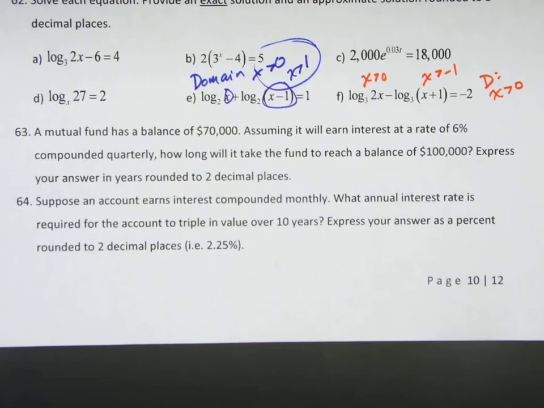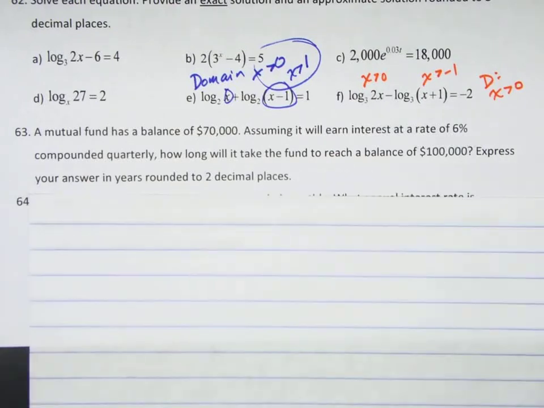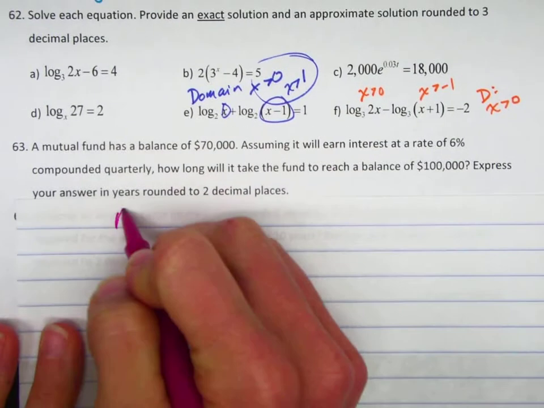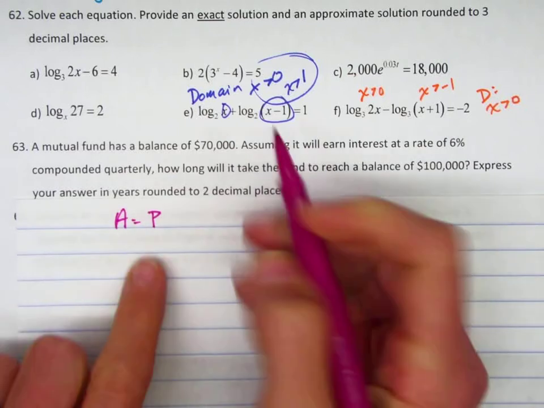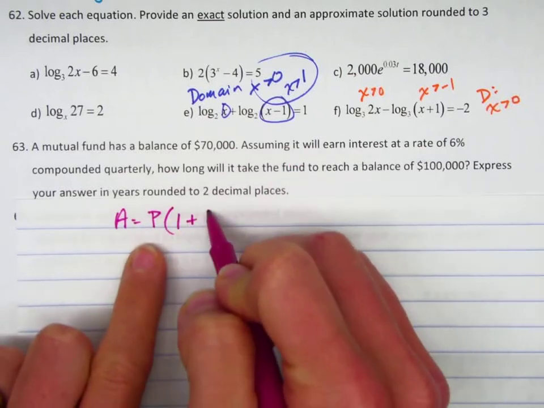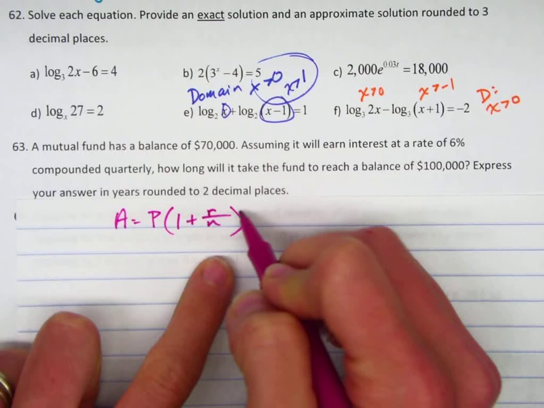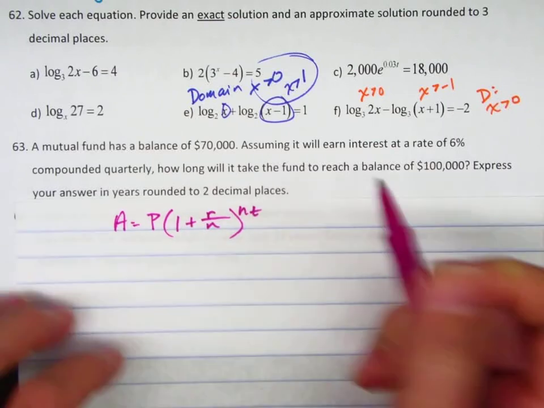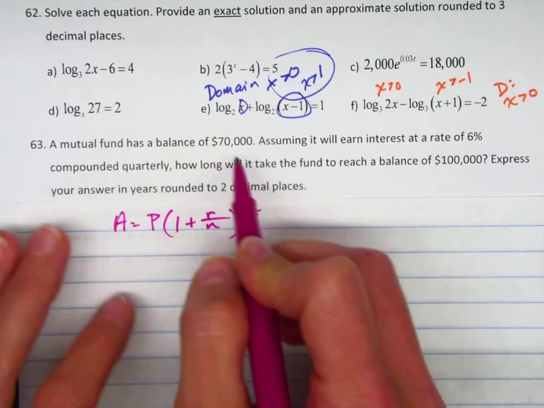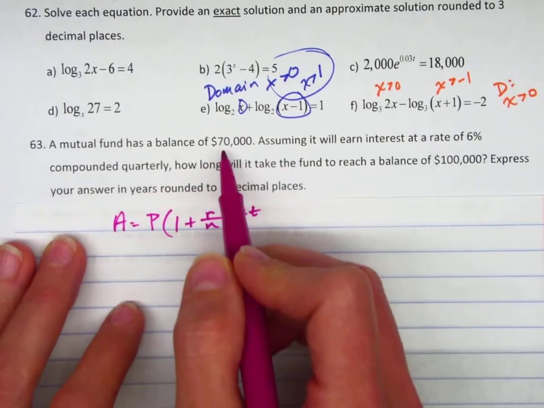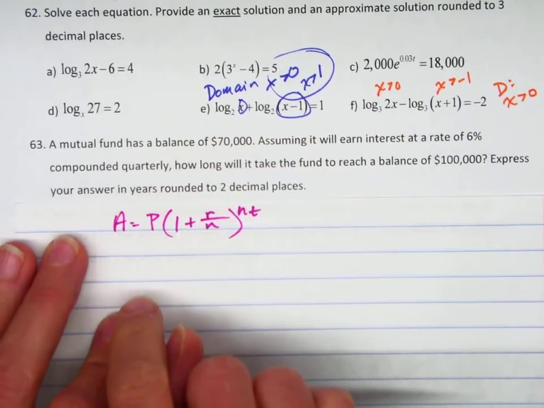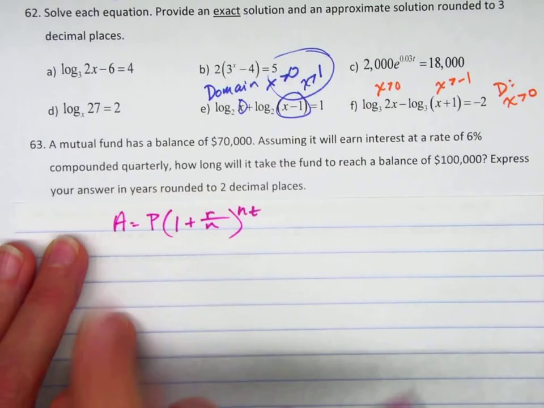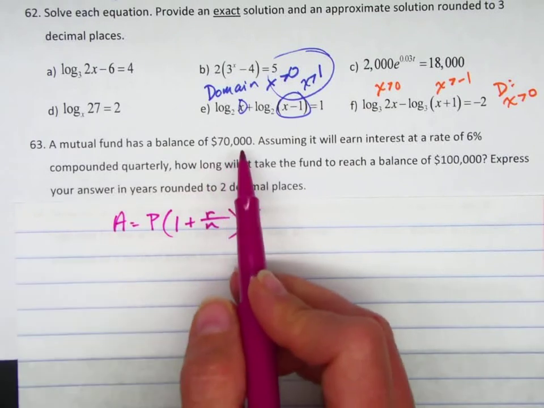Again, these are where we're going to have to use our compound and continuous interest formulas. So as a quick refresher, for compound, it's A equals P, our initial value, times 1 plus the rate over the number of times compounded, to the nt. Okay, and then here, the balance is 70,000. So this is not what we invested, right?